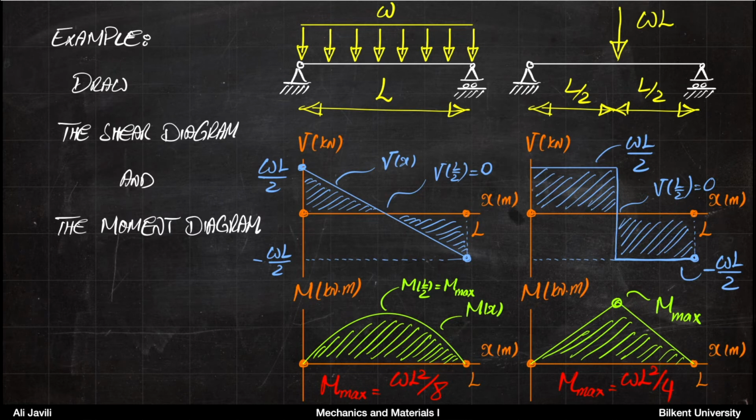And then again, you can see that here also, if you think of M prime, it's basically the same as V. So because V is constant, M would be a linear function, and here, because M is quadratic, V would be a linear function.